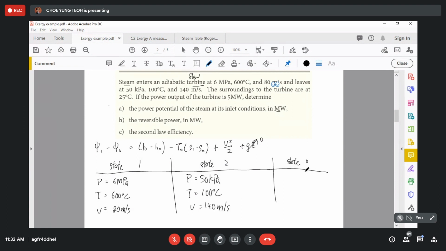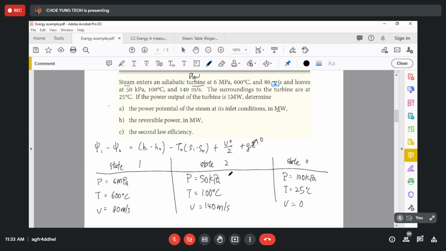And then for the surroundings, we have the pressure. If not stated, normally the pressure may not be stated because we know that the surrounding pressure is always 100 kilopascal or 1 bar. It will give you the temperature only. Your temperature can be different from different locations. And then velocity, if not given, it means 0.